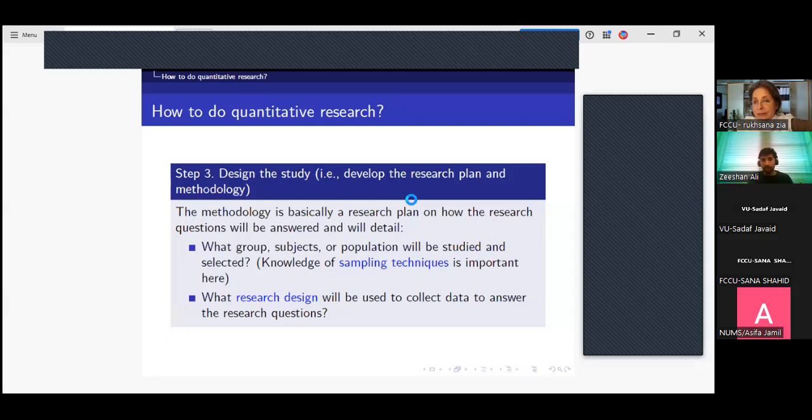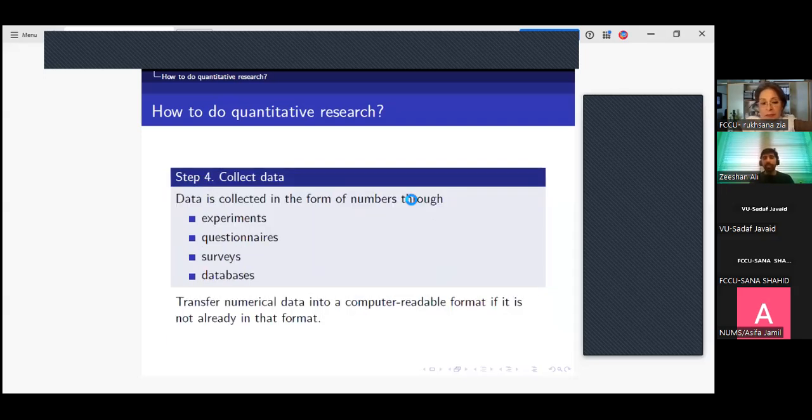And then we should also keep in our mind what research design we are going to use. And these two things should correspond or be appropriately designed in a way that relates to our research question. So in other words, research questions are important and they help us to select a specific research design and sampling design as well. And then the fourth step is collecting the data. So we can collect data using experiments, questionnaires, surveys, or sometimes the data is already collected by someone else and we can just take that data from different databases.